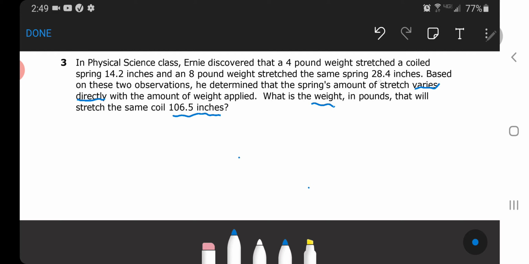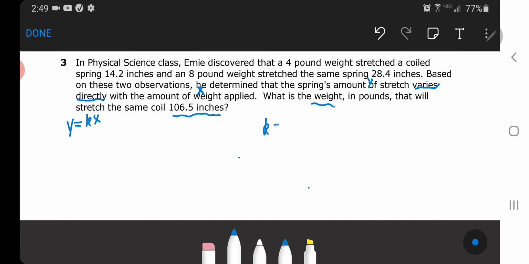Okay, he determined the spring's amount of stretch varies directly, so our amount of stretch is our y, with the amount of weight. Weight is our x. So once again, y equals kx, since we're varying directly or finding direct proportion.